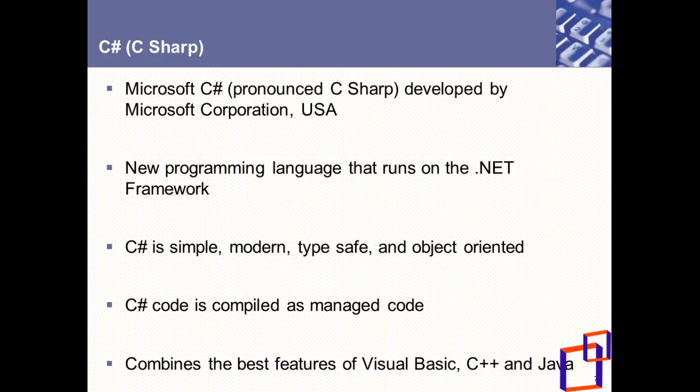In the .NET execution flow, we get the intermediate language code. That intermediate language code is able to work with any kind of machine. So that kind of code is known as managed code. And the features of C Sharp: it combines the best features of Visual Basic, C++, and Java programming languages.